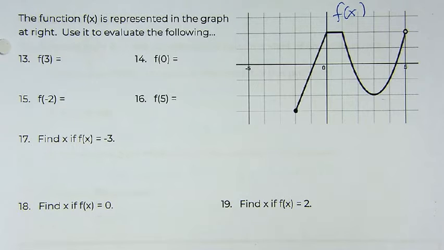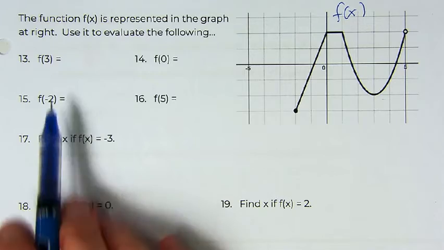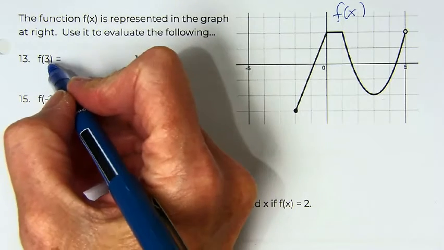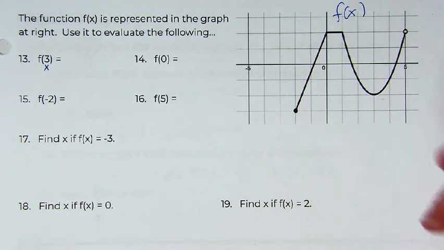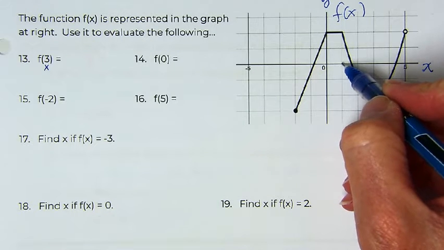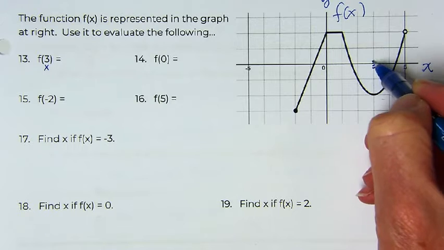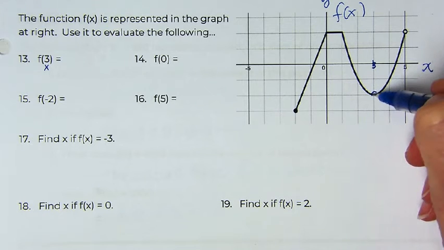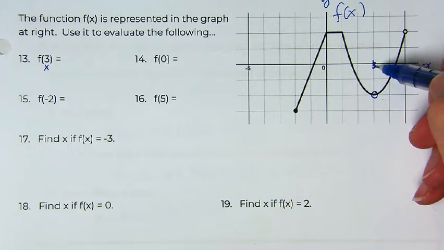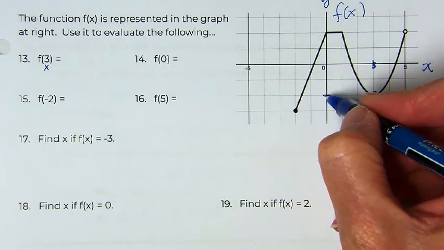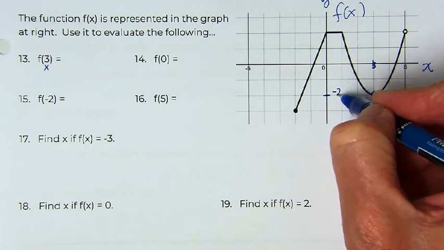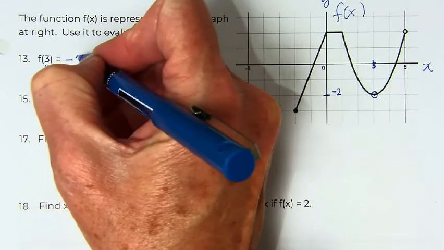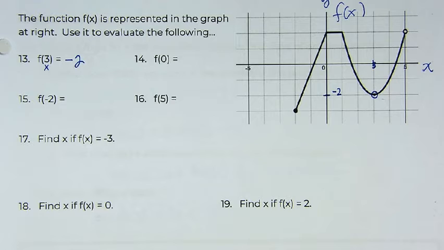And it says, use it to evaluate the following. Well, every single one of these, I know what my input value is. So on my x-axis, and here's my y-axis, x is equal to 3 right here. Well, my graph, when x is 3, it looks like the output, and I'm going to assume we're going by ones, the output is at -2.